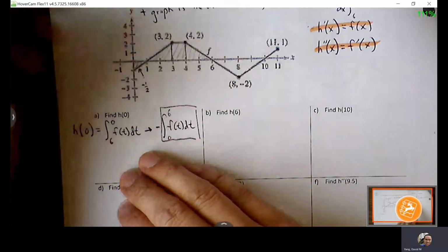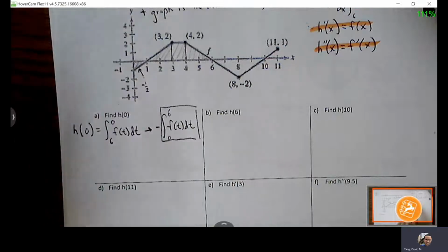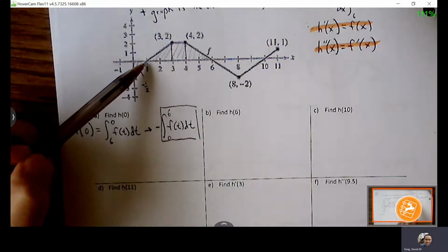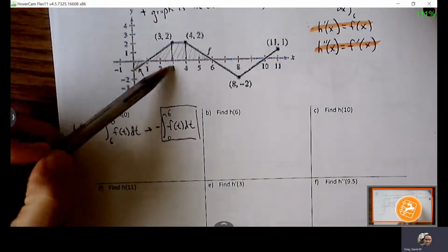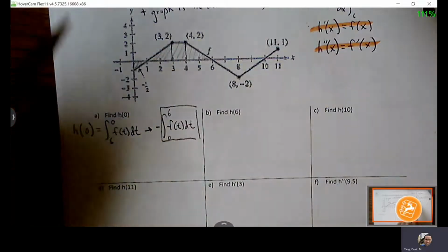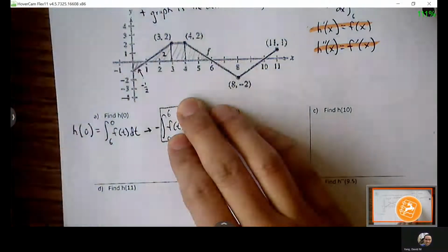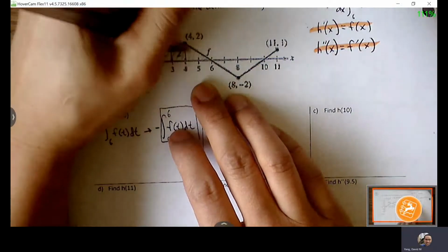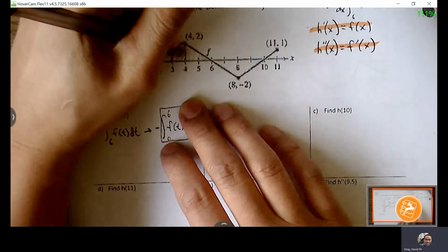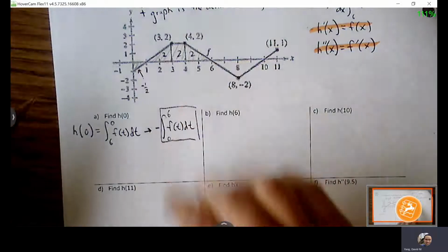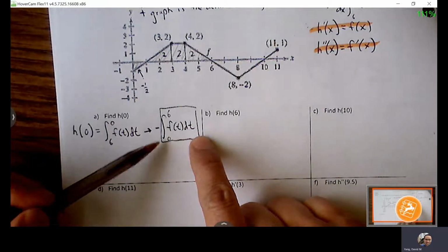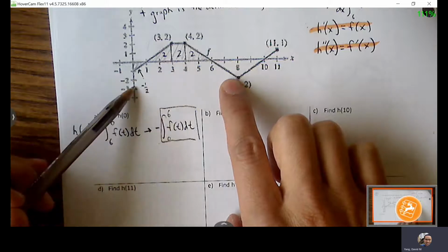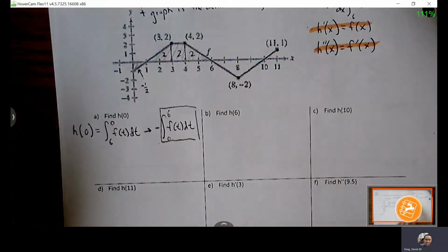Okay, I'm just splitting this into easier shapes for me to calculate. This is 1/2 base times height, 1/2 times 2 times 2. 4 over 2 is 2. Area of this square is 1 times 2, which is 2. Area of this triangle is 1/2 base times height, which is also 2. So then the definite integral from 0 to 6 is just going to be 2 plus 2 plus 2 minus 1/2, or 5.5.